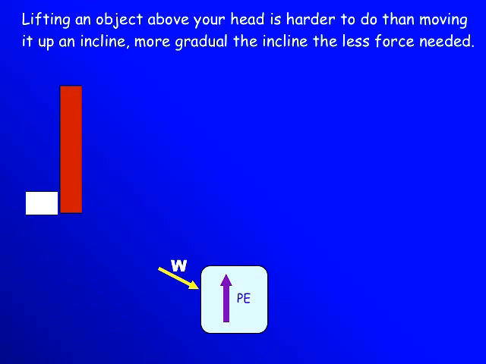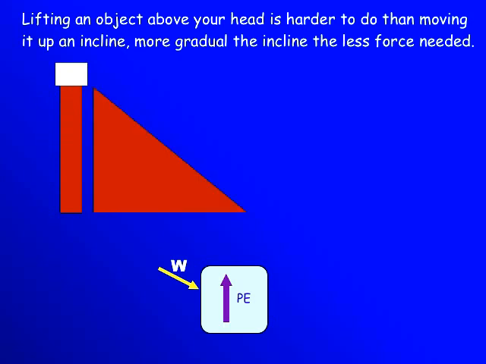You already know that lifting an object above your head is harder to do than lifting that same object up an incline, and the more gradual the incline, the less force is needed. If I lift that same object up the more gradual incline to exactly the same height, it's the same amount of work, the same W, increasing the potential energy or the gravitational energy. That's a positive work or an input of energy, increasing the gravitational energy.